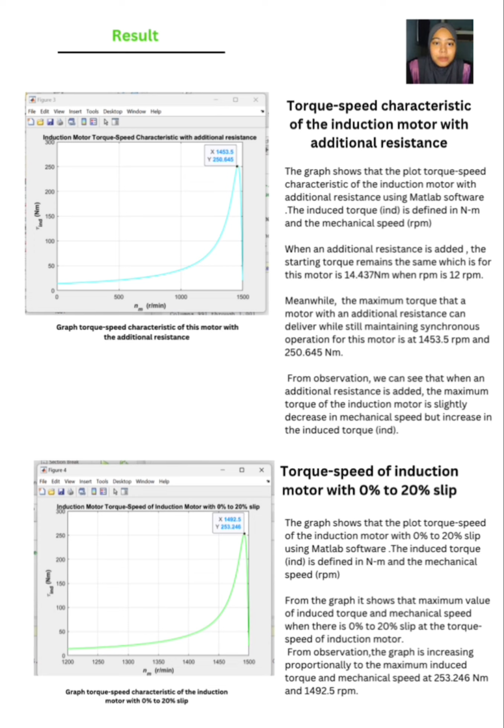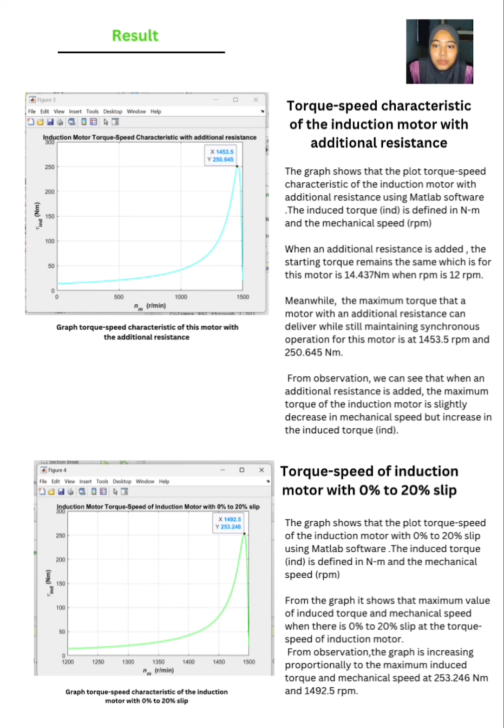For today, I will be talking about the results that we obtained from the MATLAB simulation, which are the graphs. The first graph is the torque speed characteristic of the induction motor with additional resistance. In this graph, the x-axis is the mechanical speed in RPM, meanwhile the y-axis is the induced torque in Nm. We want to see whether the starting torque and the maximum torque change when an additional resistance is added. From our observation, the starting torque remains the same, which is 14.437 Nm, and the RPM is 12.